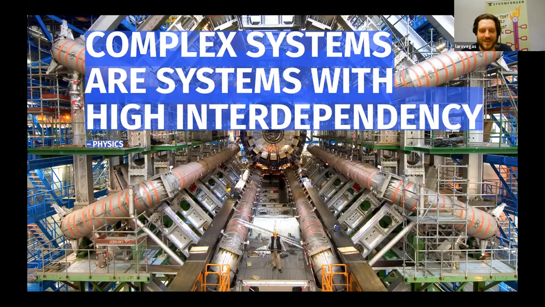There's a tiny man standing over there with a yellow hat on. So this is a pretty massive machine. I have no clue what this thing is actually doing. But the physics say complex systems are systems with a high interdependency. And this is actually things we deal with every day, right? And I want to give you a better picture.